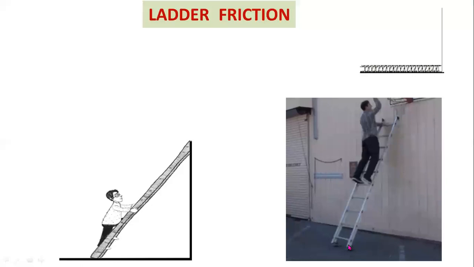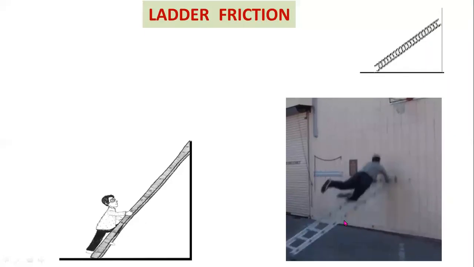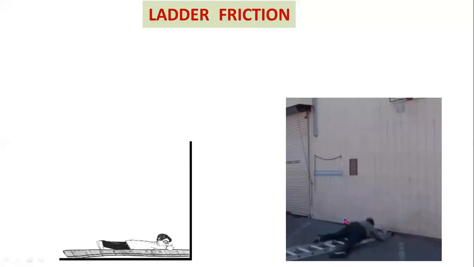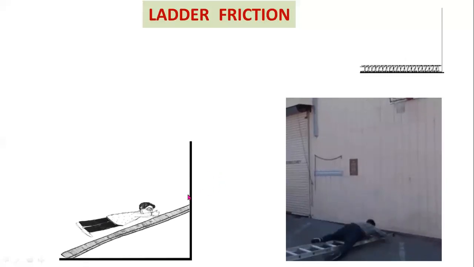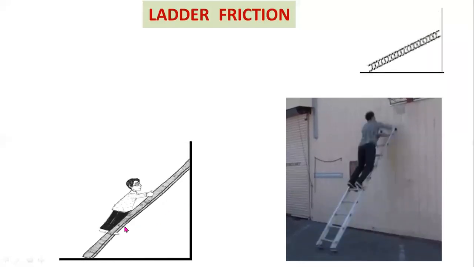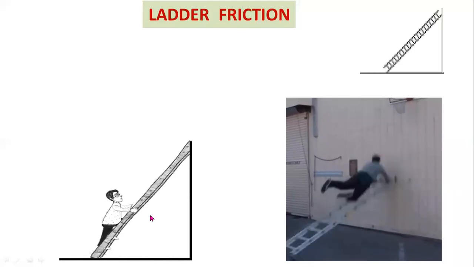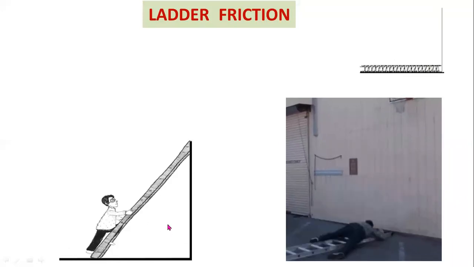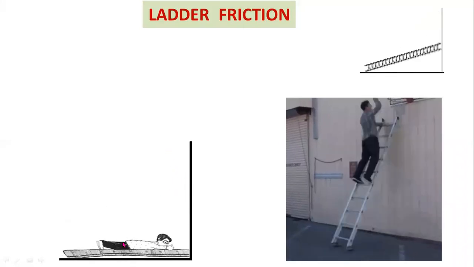Due to the self weight of the ladder, or when a man stands on the ladder, the upper end of the ladder tends to slip downwards.